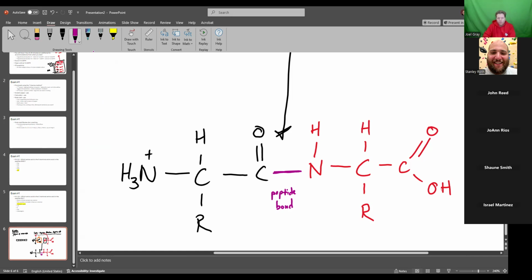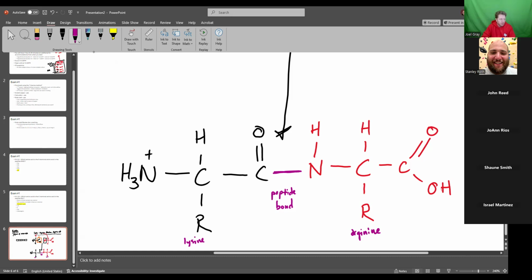Now, what I want you to notice about this peptide bond is that this R group right here was supposed to be a lysine. And this R group, the red R group, is my arginine. The black R group is the lysine. The red R group is my arginine.